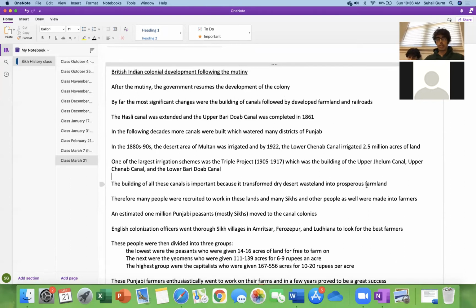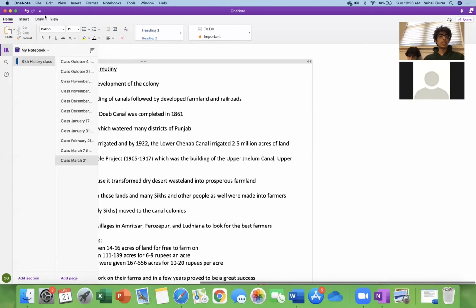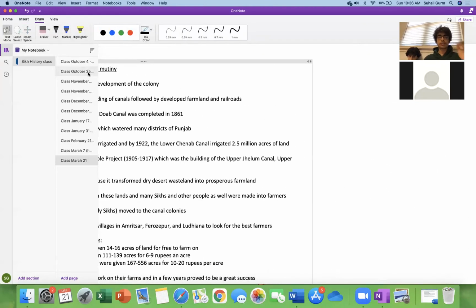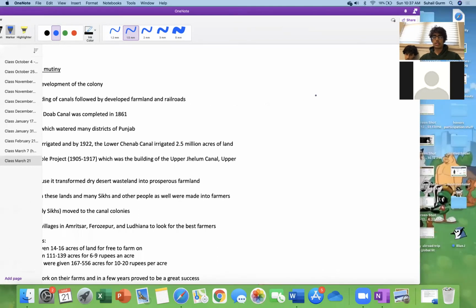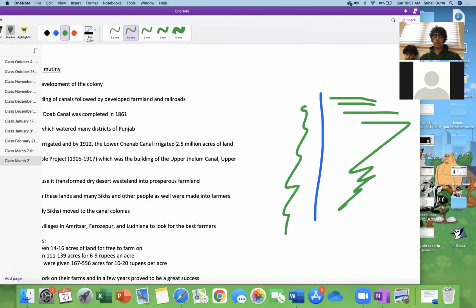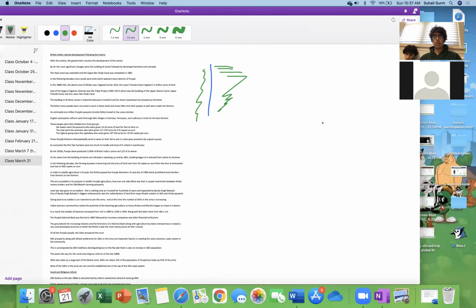into prosperous farmland. And pretty much how this was done, just to illustrate how these canals and everything worked. So, for example, let's say this is your river, right? Make this like a river. So you have water here, so you can farm along here, right? All the way through here. But what about all this land out here? I'll put it yellow. This is all dry wasteland here.